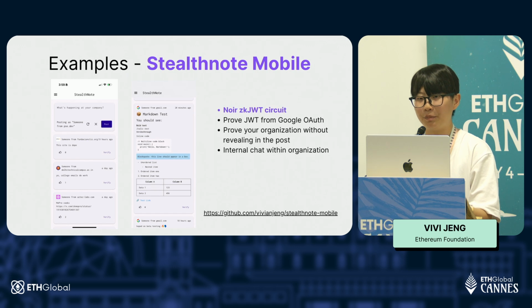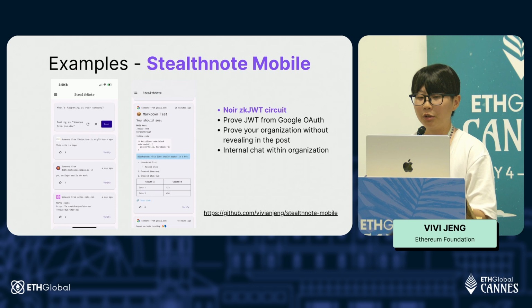And here we provide several examples to inspire you, or you can just clone or fork this repository to get more ideas. So this is Stealth Node Mobile, and it is built by the Noir team, and it is a Noir ZKJWT circuit.